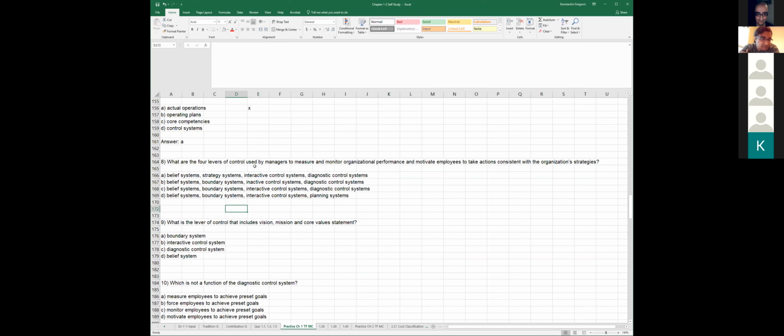What are four levels of control used by managers to measure and monitor organizational performance and motivate employees to take actions? So again, go to your textbook and get the definition for four levers of control. It's C. Yeah, I go with C. It's C. C, yeah.